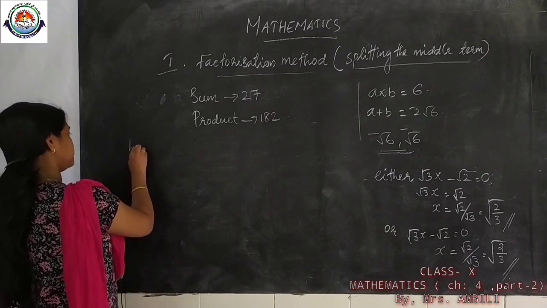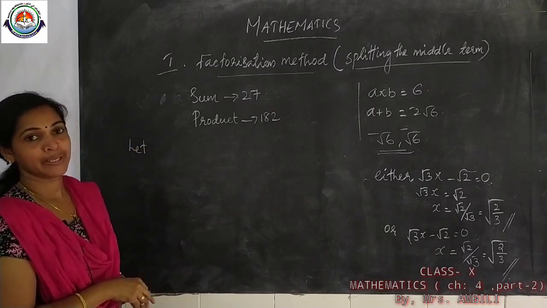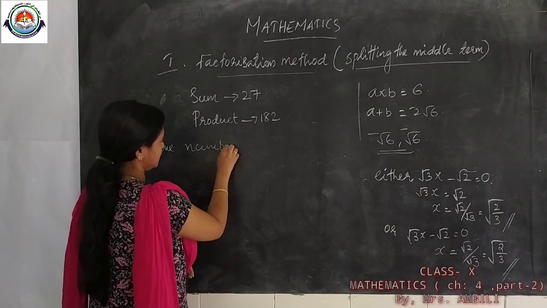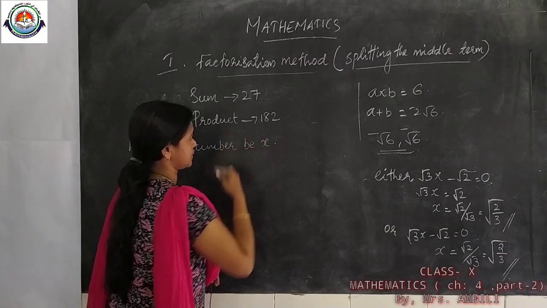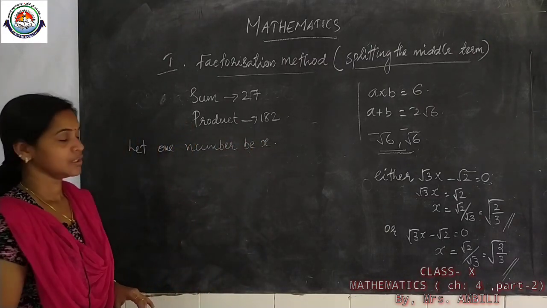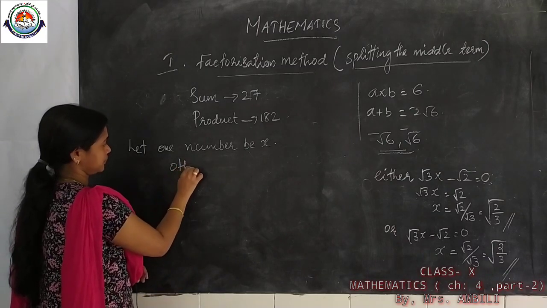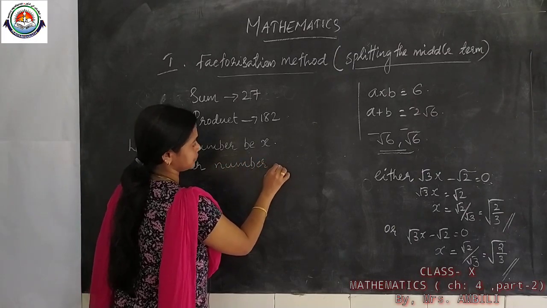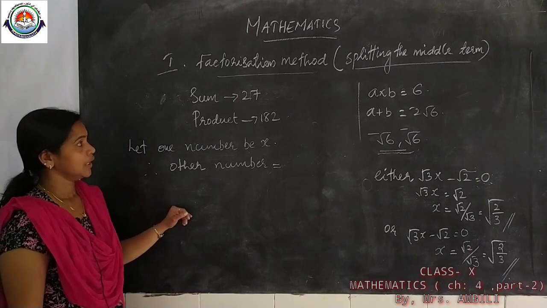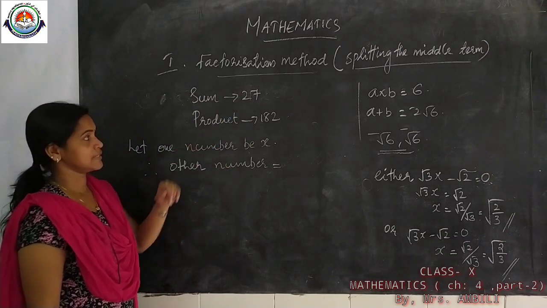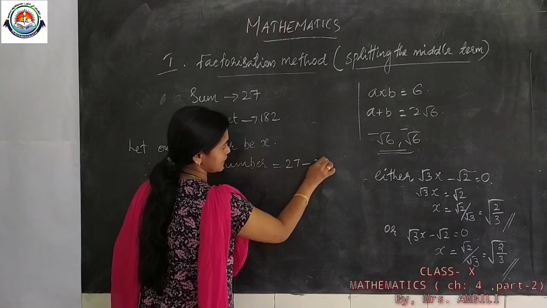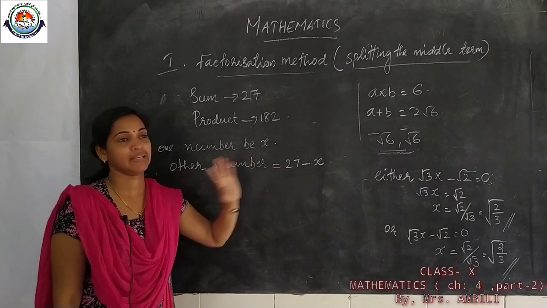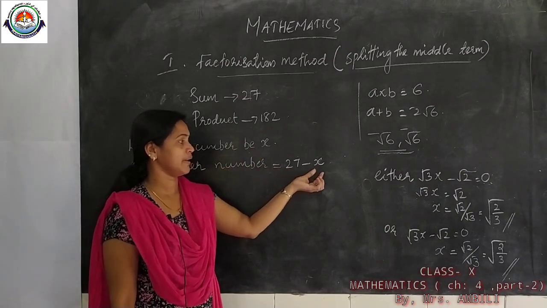Let one number be x. And what about the other number? 27 is the sum. One number is x. So we can write the other number 27 minus x. Now we got the two numbers, x and 27 minus x.